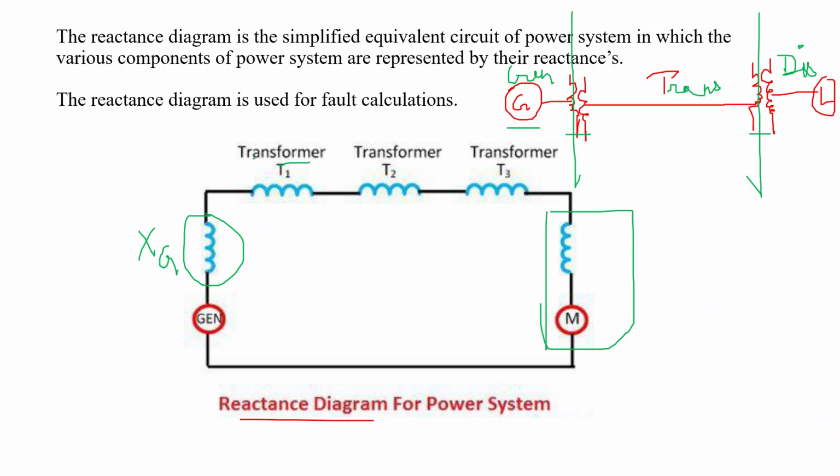So why do we use the reactance diagram? This is used for fault calculation. Why do we use the single line diagram? It is to represent a power system. So that's all we'll learn in this video. In the next videos, we'll be discussing other things like transmission of power and distribution of power in detail.